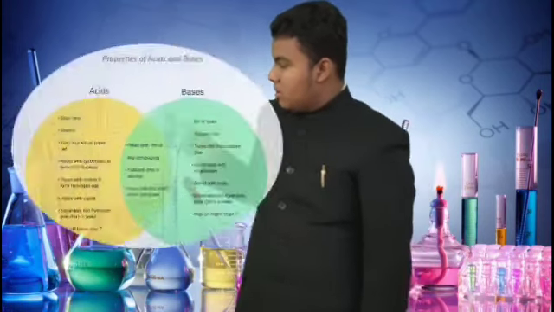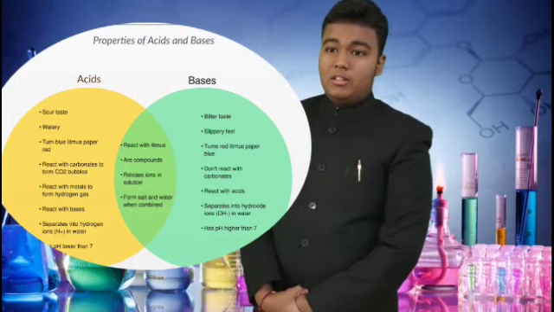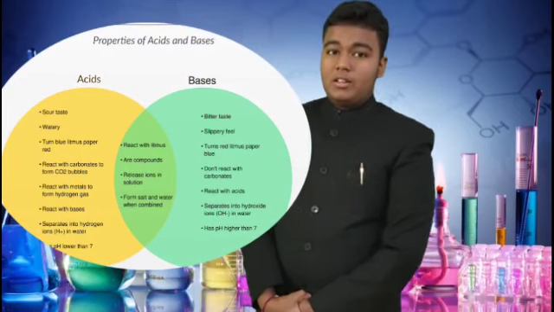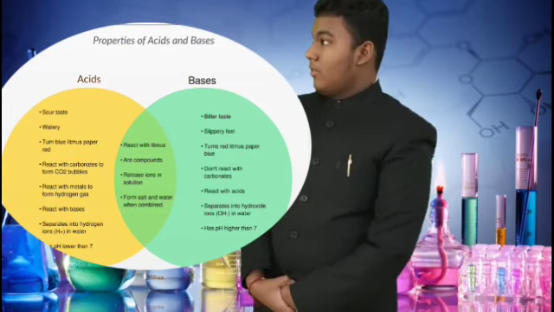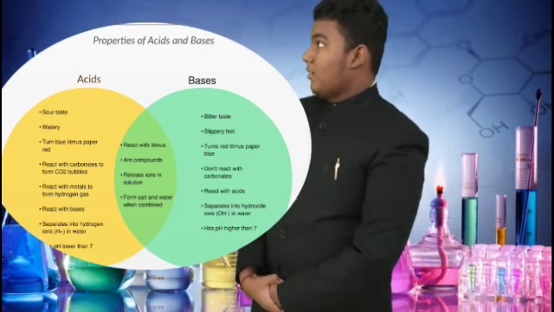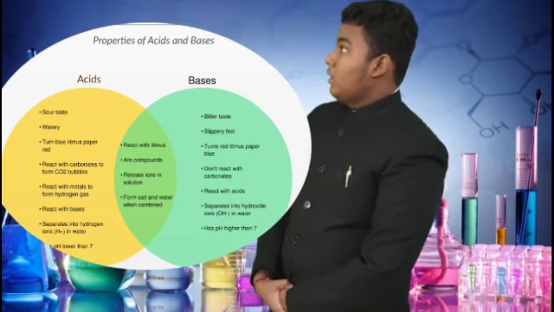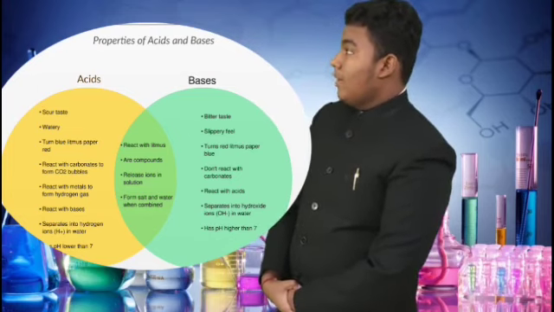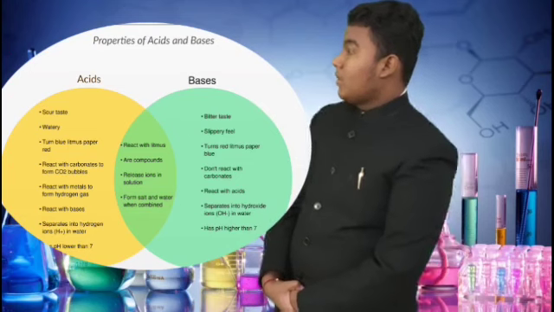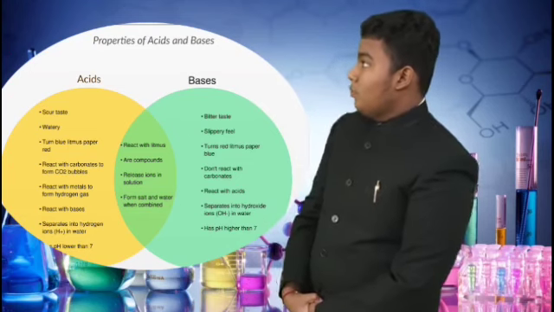Well, friends, now let's talk about similarities of acids and bases. If we talk about the similarities, the first similarity can be that they both react with litmus paper. As we know, an acid, when it reacts with litmus paper, turns the blue litmus paper to red, whereas when a base reacts with litmus paper, it turns the red litmus paper to blue.